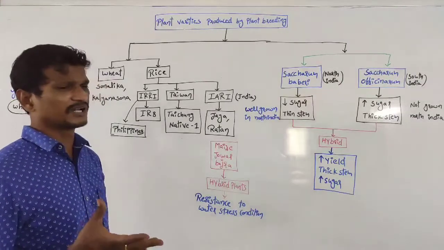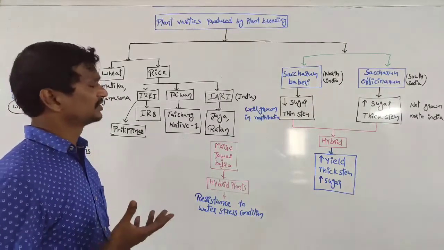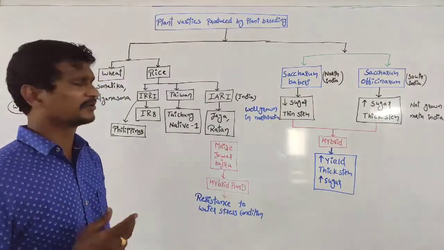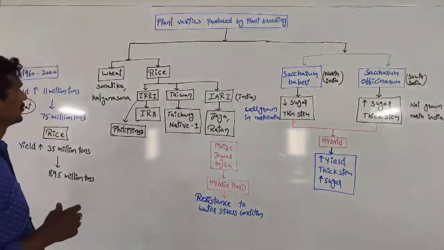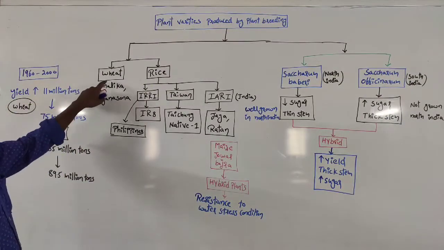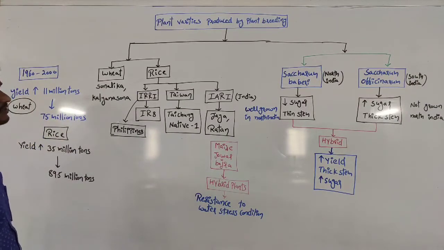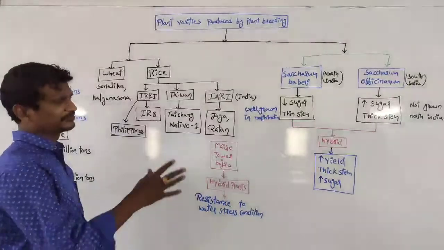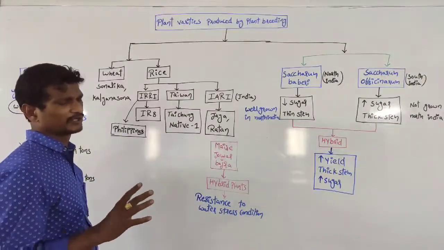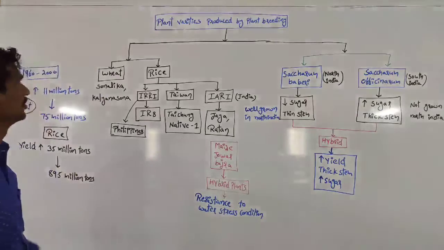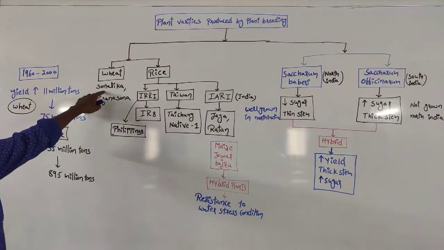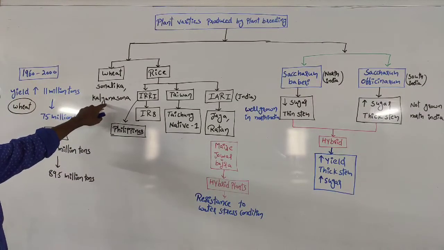Now the varieties we can find within rice and wheat. For suppose, the very first one is wheat: Sonalika and Kalyan Sona. These are the varieties produced by the plant breeding technique. Remember, these names are very important. All these names are very, very important from the NEET examination point of view. Within wheat, the examples are Sonalika and Kalyan Sona.